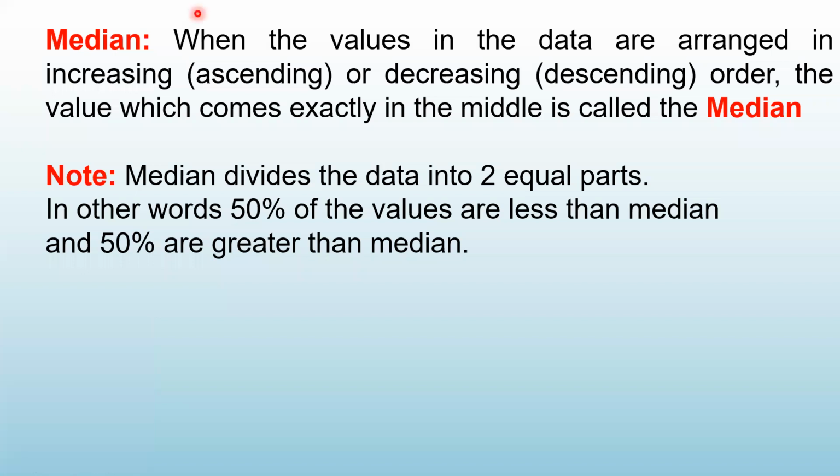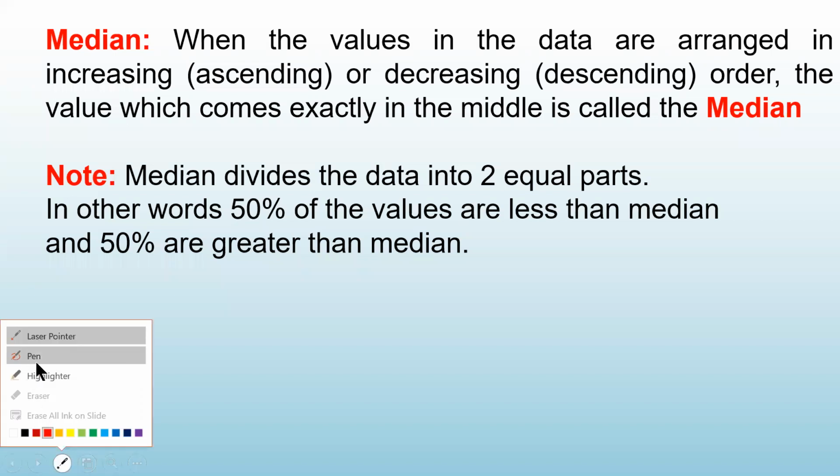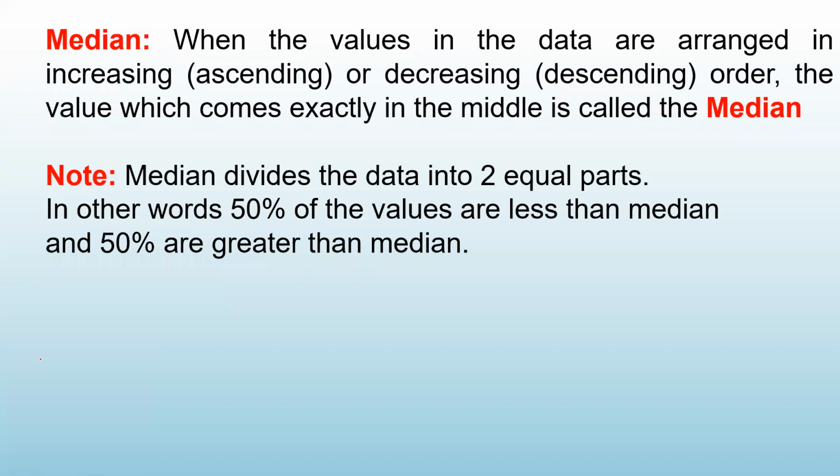To calculate the median, first of all, you have to arrange the data in the ascending or descending order, increasing or decreasing order. And then the value which is coming exactly in the middle is called the median. So median is the position which is important here. Median is also called a positional average, sometimes. Because median is coming exactly in the middle when we arrange the data in the increasing order, the meaning is that 50% of your values are below median, so less than median, and 50% are above median.